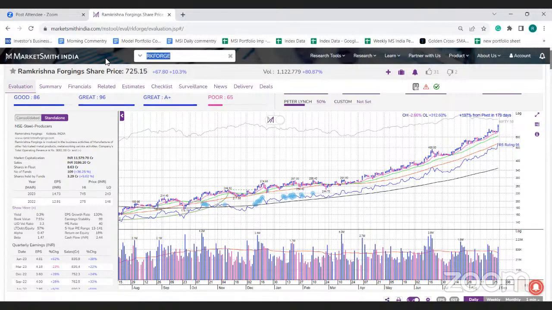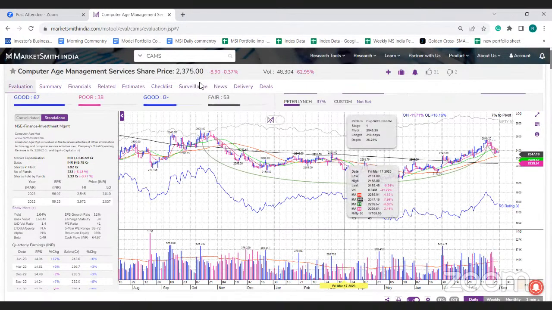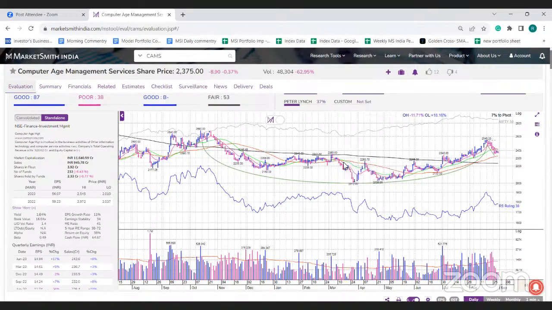Next is CAMS and Intellect Design. CAMS is trading in a stage 1 cup with handle base pattern, currently in the handle portion of the base pattern. But the volumes are on the higher side. During the handle portion, we would like to see the volumes declining, but the volumes are on the higher side.